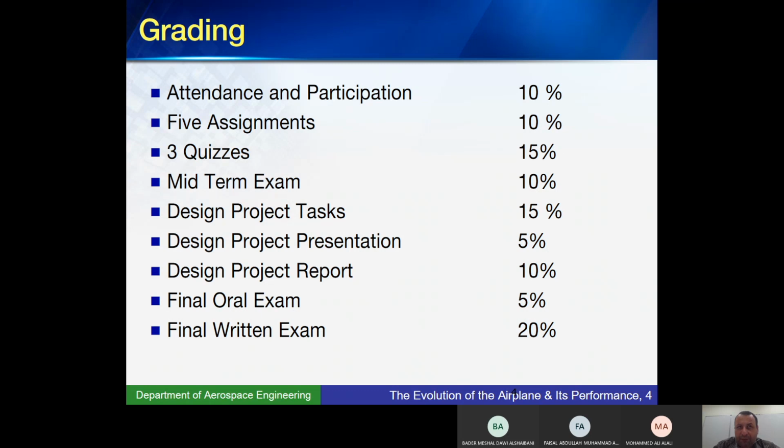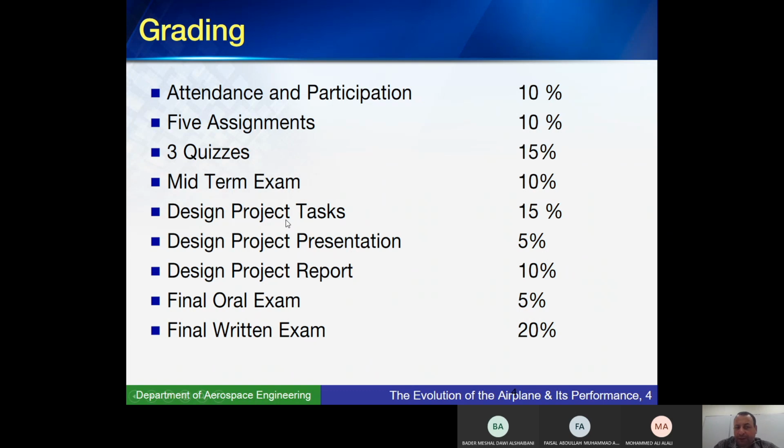Then we're going to have 5 assignments, roughly after every chapter, not quite every chapter, but after most chapters, totaling 10%. 3 quizzes, 5% each, strategically positioned after certain chapters. So maybe every 2 chapters we're going to have a quiz.